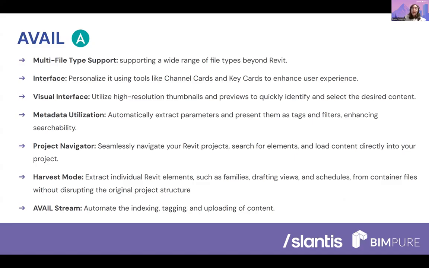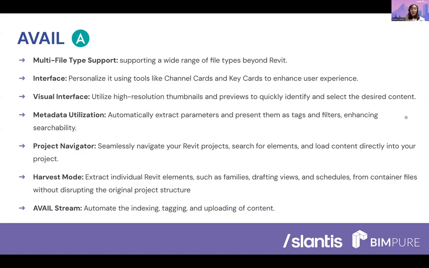Project Navigator, I do not use this so much, but Avail has a project browser by itself, so you can search things easily in Revit if you do not want to use the native project browser. It also has a harvest mode, so it can extract individual Revit elements such as family, detail views, whatever, from container files. So if you have a project and you want to extract a specific family, you can do that.